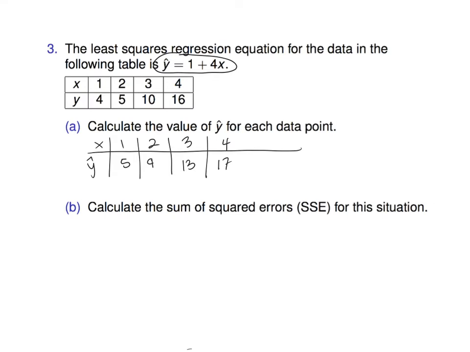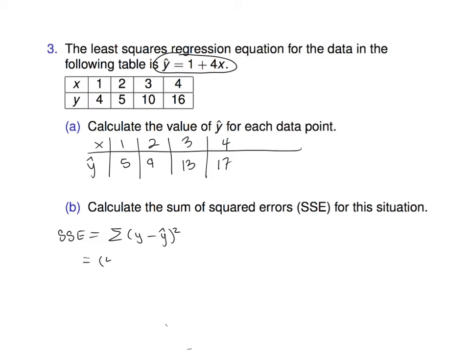Okay. Part B says to calculate the sum of squared errors. So the errors are how different your estimates are from your actuals. And the reason you square them is so that negative, like underestimates, don't end up canceling positive estimates. So the formula for sum of squared errors is the sum of your y's minus your y hats squared.